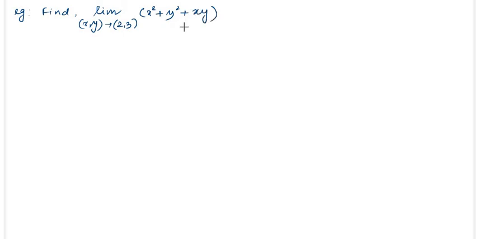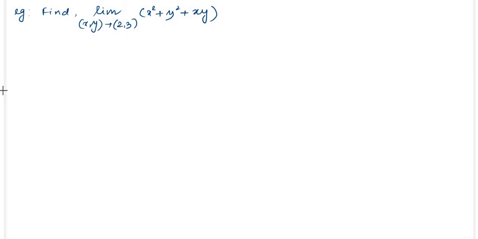So for example, while doing a problem, if you are asked to find the limit as xy tends to 2 3 of x square plus y square plus xy, we can proceed exactly in the same way as in the case of a function of a single variable, where we just check whether the function becomes undefined at the given limiting point or not, and if it is not, then we directly put the value of the variable in it.